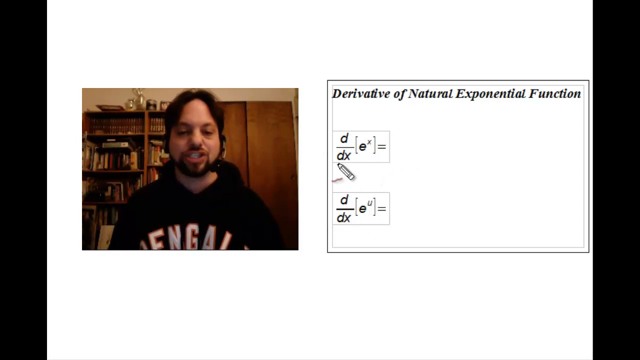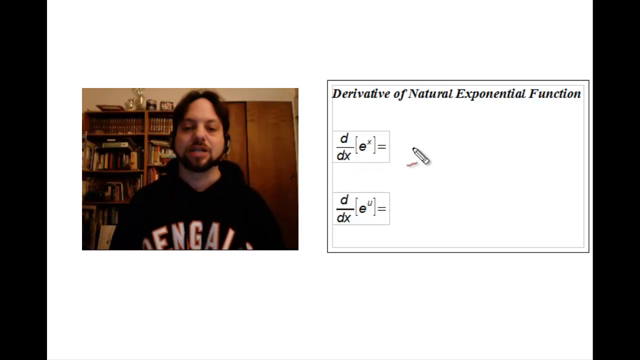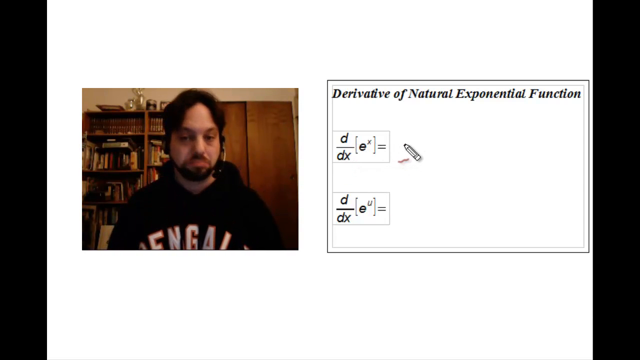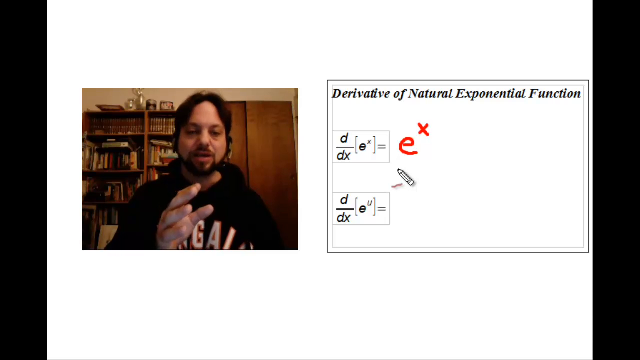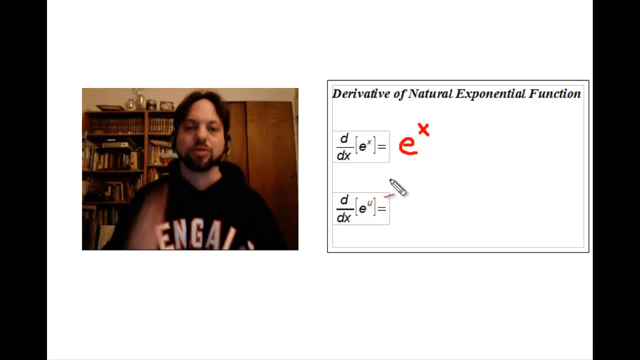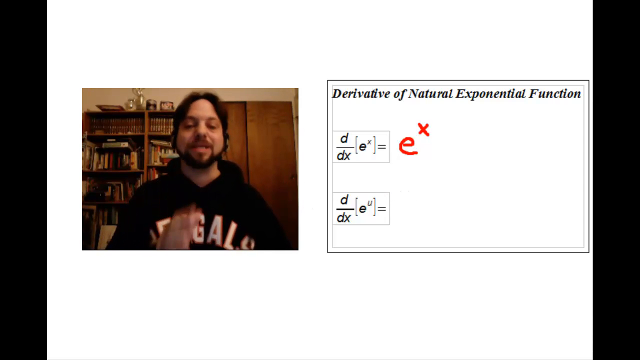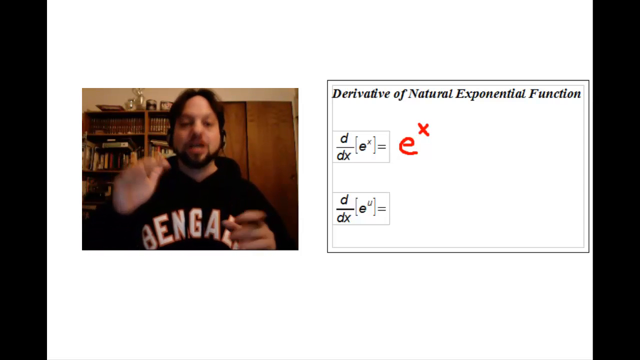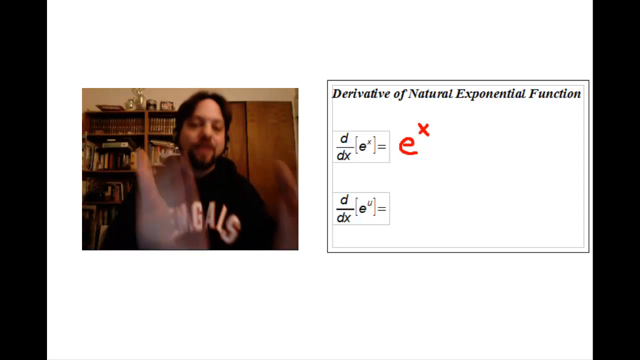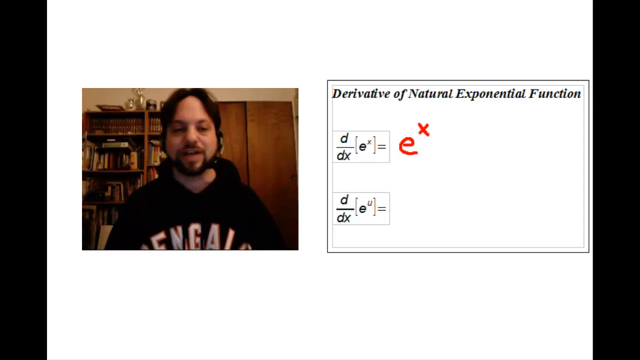But if we're differentiating e to the x, just standard e to the x, all we're going to end up with, surprisingly, is e to the x. That's right, the exponential e is its own derivative. That is amazing. What that means is that every point along the curve e to the x is going to have a derivative of e to the x for whatever value of x I'm at.